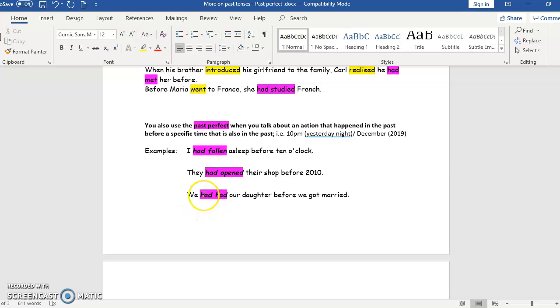Okay? We had our daughter before we got married. So first they had their daughter and then they got married. So that's actually again two actions together. And you can see here is the past simple. You could also say we got married before 1996, if you want a specific time.